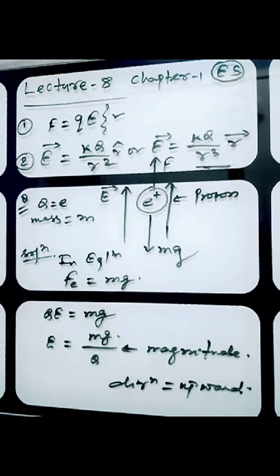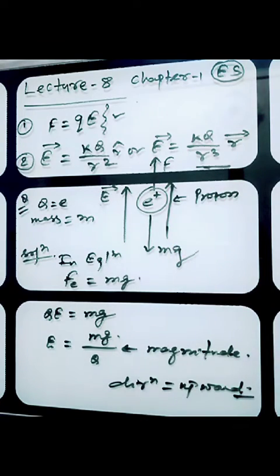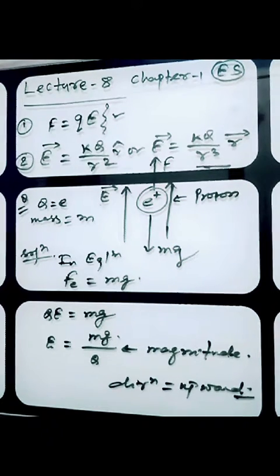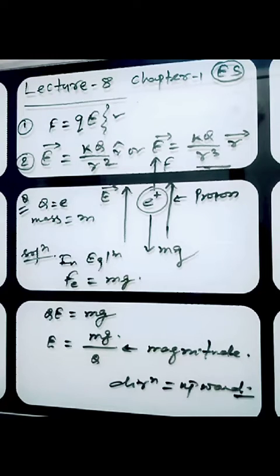I hope, students, you can solve a similar type of question if an electron is balanced. Okay, if an alpha particle is balanced in presence of electric field, then what will be the direction of electric field and its magnitude? Okay, student.